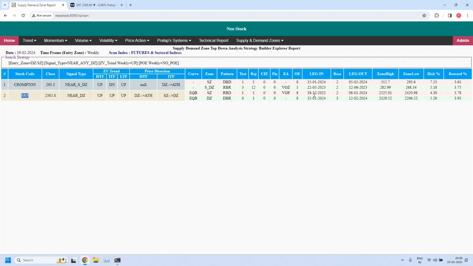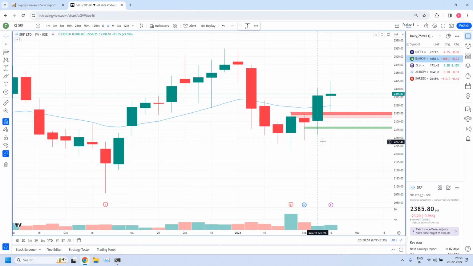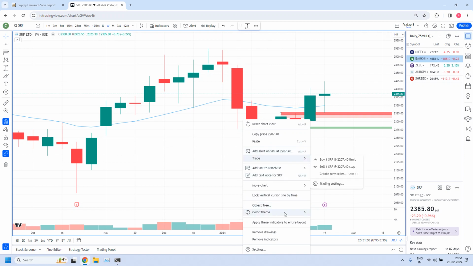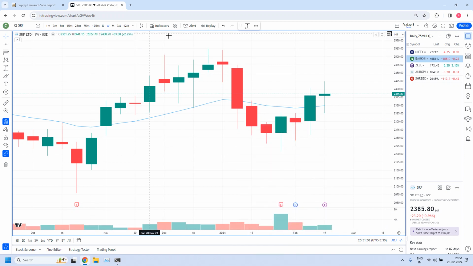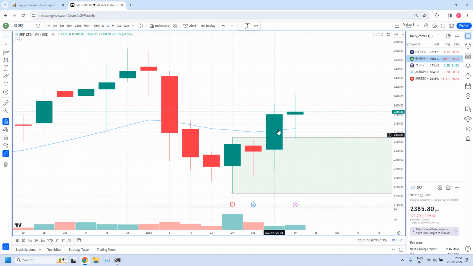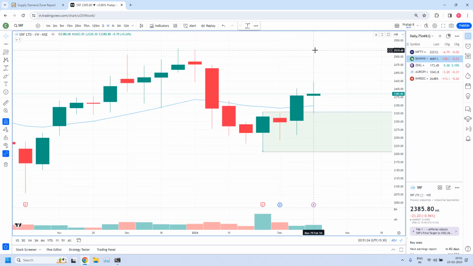What are SRF's parameters? 15-1, 3 base candles. Where is 15-1? This is the candle. These three are the base candles. Let me remove the existing drawings. Now draw the zone. This is the weekly zone. So this week it already gave an opportunity. Prices came back and took an entry and again moved. This is near the zone.